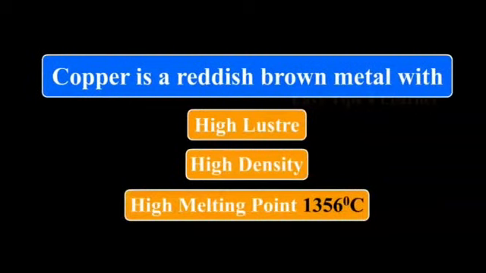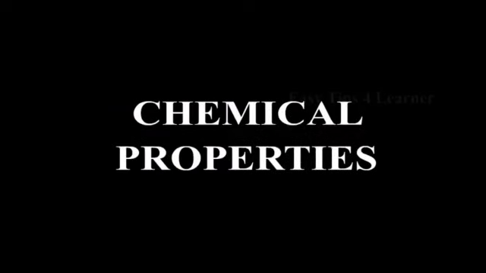You know that copper is a reddish brown metal with high luster, that is more shiny appearance, and has a high melting point, 1356 degrees Celsius. We learned that aluminium has a melting point of only 660 degrees Celsius. Now, we shall learn about the chemical properties of copper.